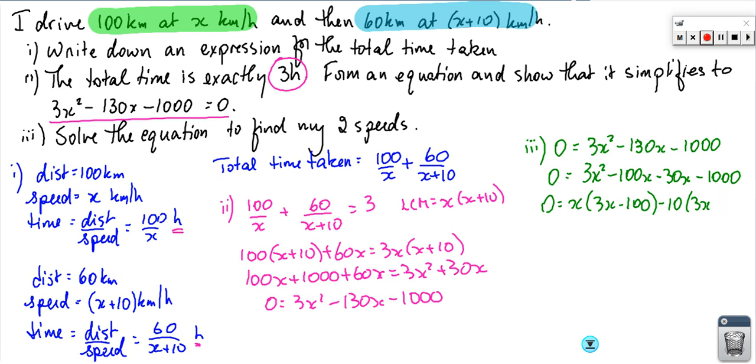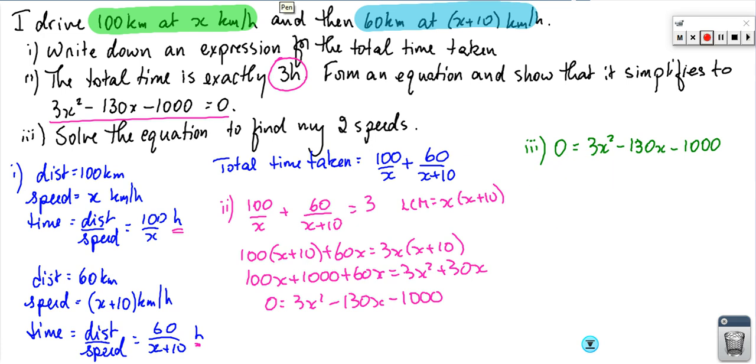So I've got a small mistake here. I'm going to correct my mistake, because 3000 is also 150 times 20, and that's the correct one because this is a negative. So 0 equals 3x squared minus 150x plus 20x minus 1000. Excuse me for my mistake. I'm going to hurry up, and these things do happen.